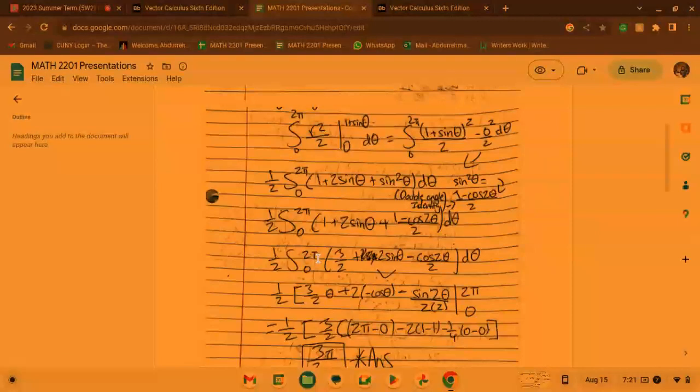After integrating, we get 3 divided by 2 theta plus 2 times negative cosine of theta minus sine of 2 theta divided by 4. 2 times 2 is 4, which is here as well. It simplifies into... The screen is gone again.